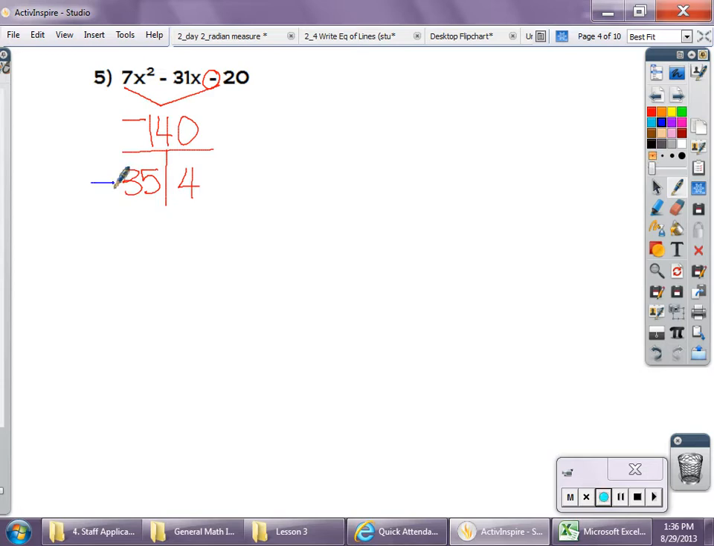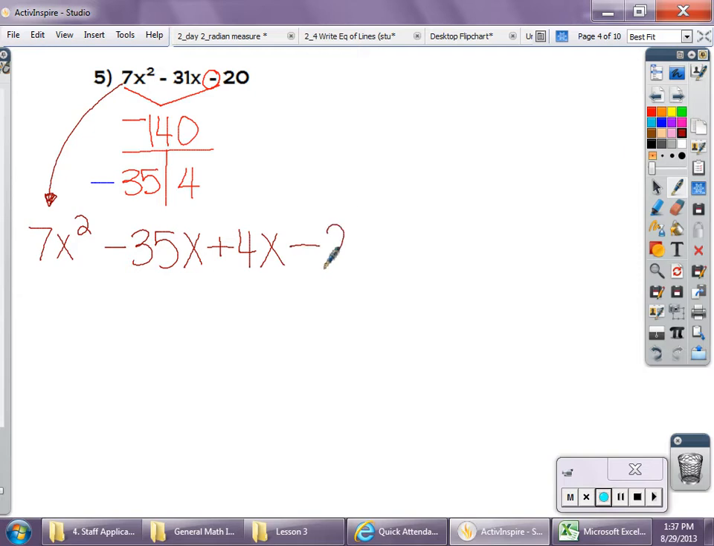Now here's the part that makes the problem grouping. You're going to start off by writing the leading term here, the 7x squared. You're going to copy down the terms that sum up to negative 31x: you'll take the negative 35 and put an x, and you're going to add 4 x's. Together they'll make that negative 31x, and then at the end you're going to add that negative 20. So what you've really done is just rewrite the same thing exactly. It's written with 4 terms instead of 3 terms.